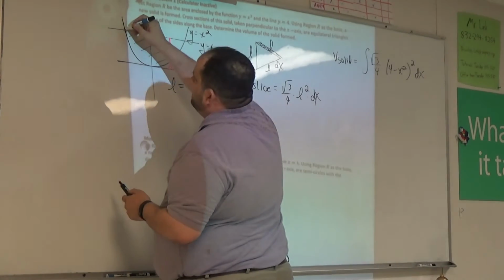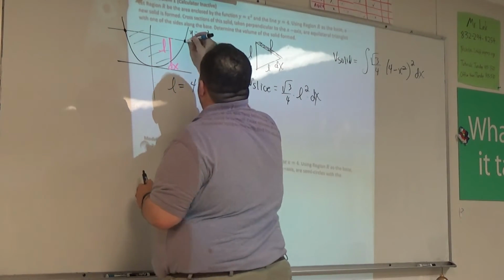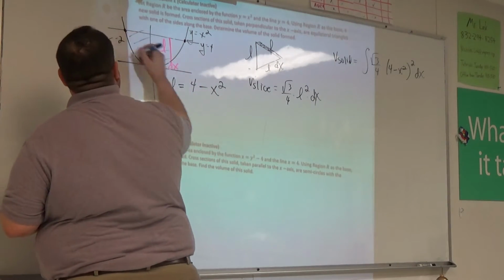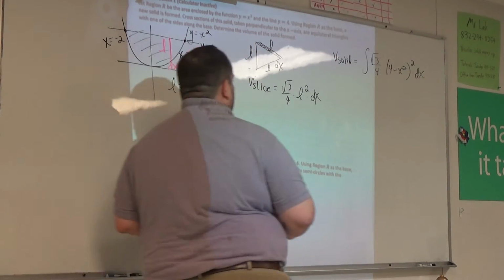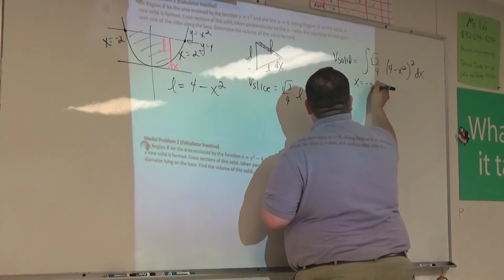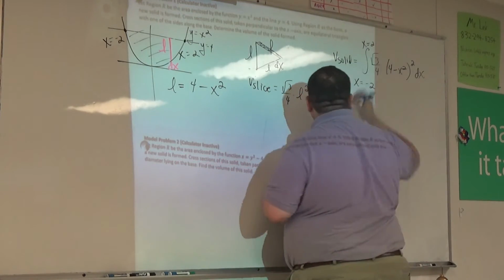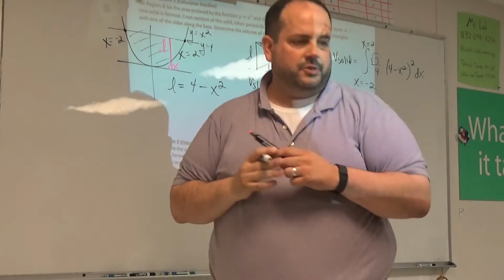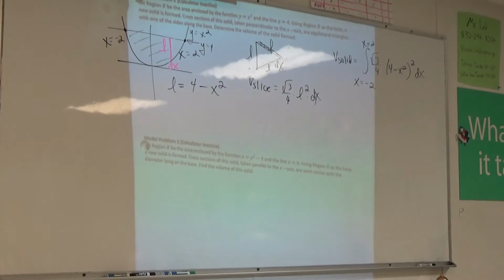From where to where? Okay, we're going to go from this intersection point over here to this intersection point over here. So it's going to be x equals negative 2 to x equals positive 2. Pop into the calculator, tell me what you got. If you spend a little bit of time really understanding the slice, everything becomes a piece of cake.